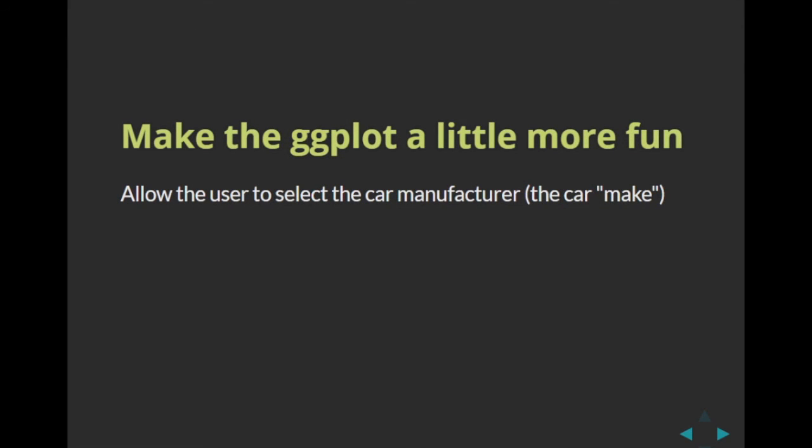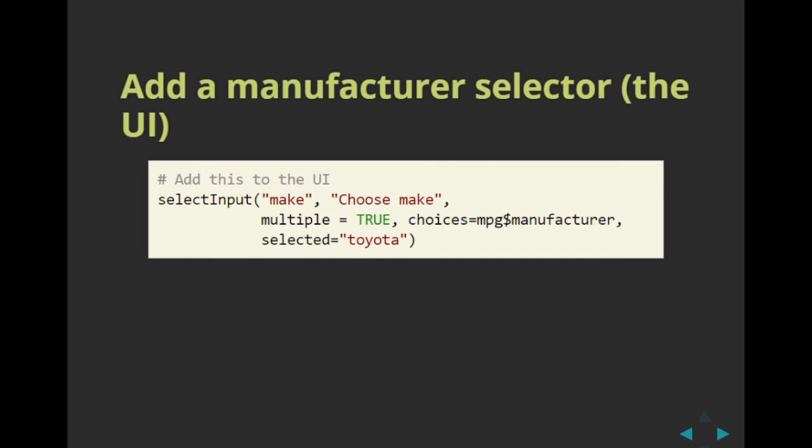I'm going to allow the user, first off, to choose the manufacturer that they want to see in my ggplot. And because manufacturer is a long word, I'm going to change it to make. But basically, I want to use a select input, allowing the user to select, to make changes to the plot. So here we're going to add a selector. This goes in the UI. selectInput. You've seen that already.